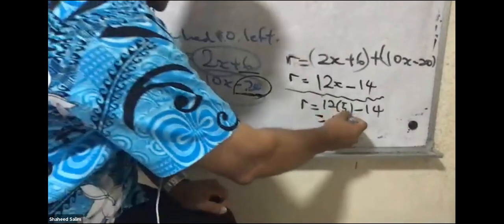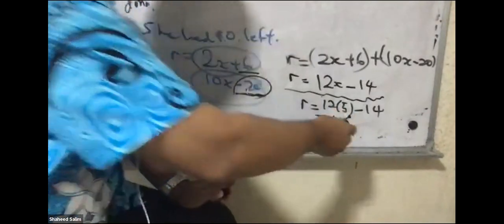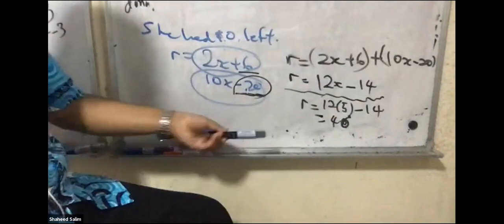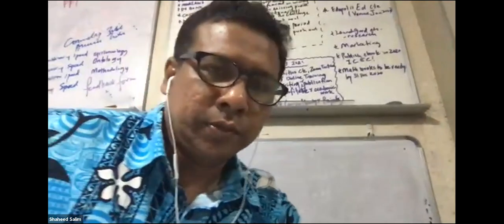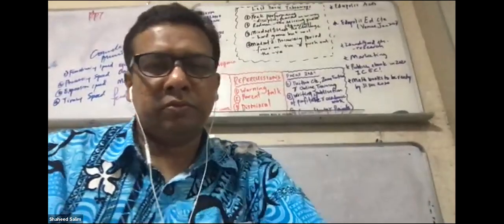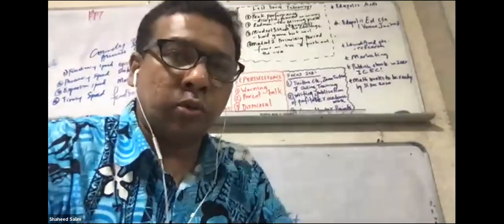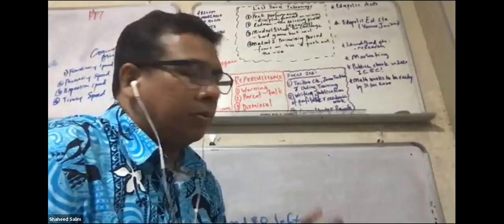$46. 46. Congratulations. So she had $46 in the beginning. So now, do you find this thing challenging? Is it difficult? No, huh? Actually, all you need to do is just replace the letter with a number.